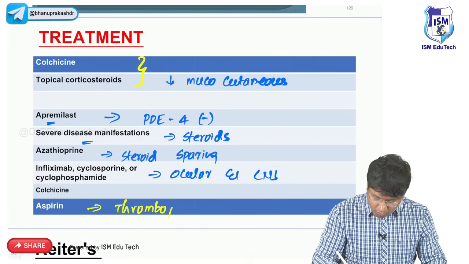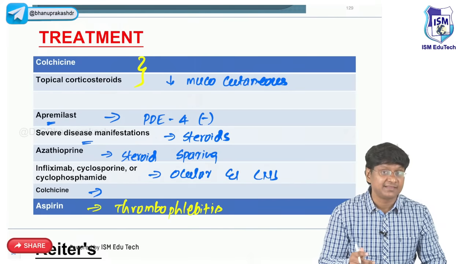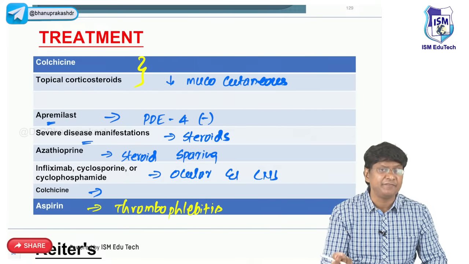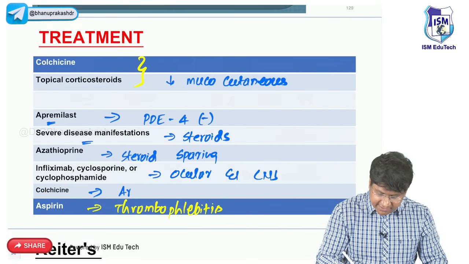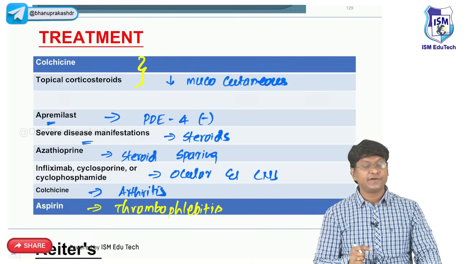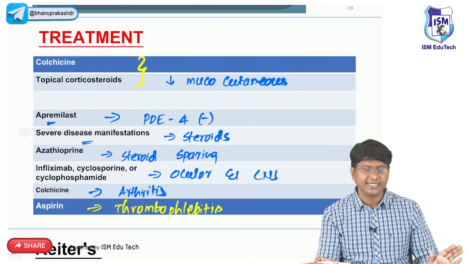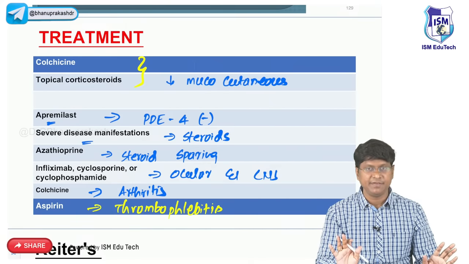Now, what are the conditions where we give oral colchicine? The oral colchicine is given for arthritis. What did I tell you? These patients will have peripheral arthritis. So even for arthritis, we can give colchicine, right? Whereas the topical, you can give for the mucocutaneous manifestation. So this is about Behçet's in detail, that is HLA-B51 or HLA-B5, right?